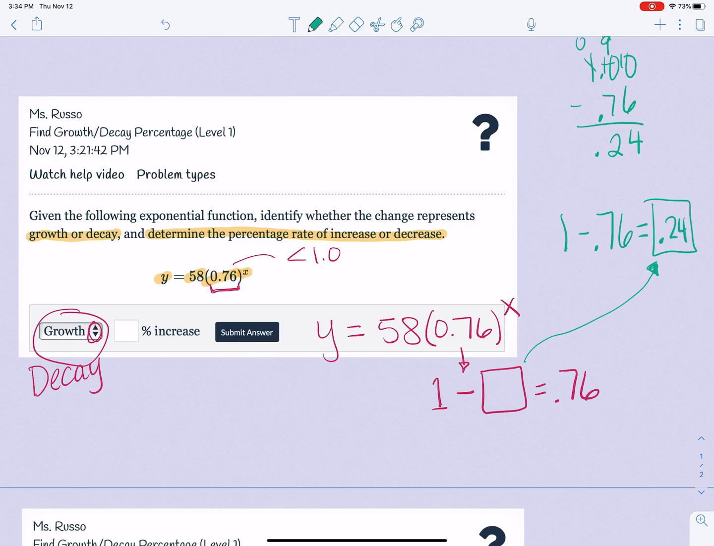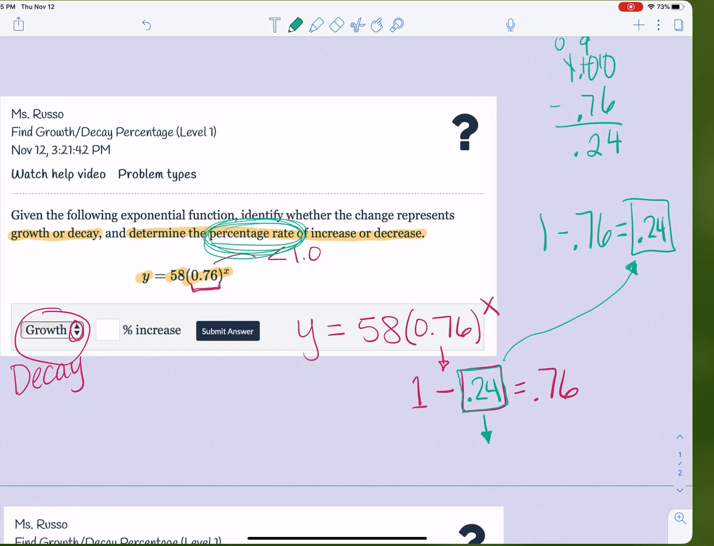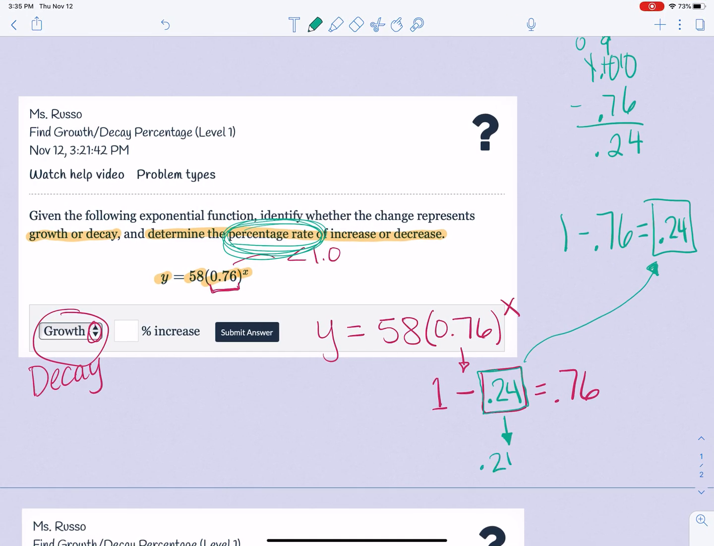And since it's 1.24 here, it is also 0.24 here. So now we have found out that it is decaying at a rate of 0.24 or 24 hundredths. Now remember, they want percentage rate. Since this is a decimal, we need to change it into a percent. So I change it into a percent by multiplying it by 100.